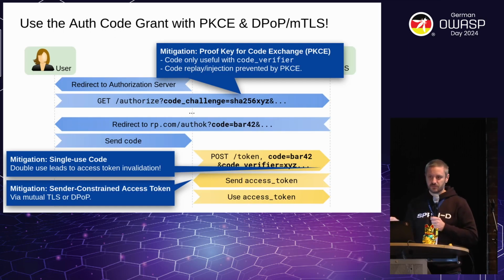And DPoP implements a similar mechanism, but on the application layer. You don't have to play around with certificates and so on in your network stack. It's all happening in headers, essentially added to the request. It's relatively simple to implement. And yeah, it's a very good addition, really secures the access tokens.